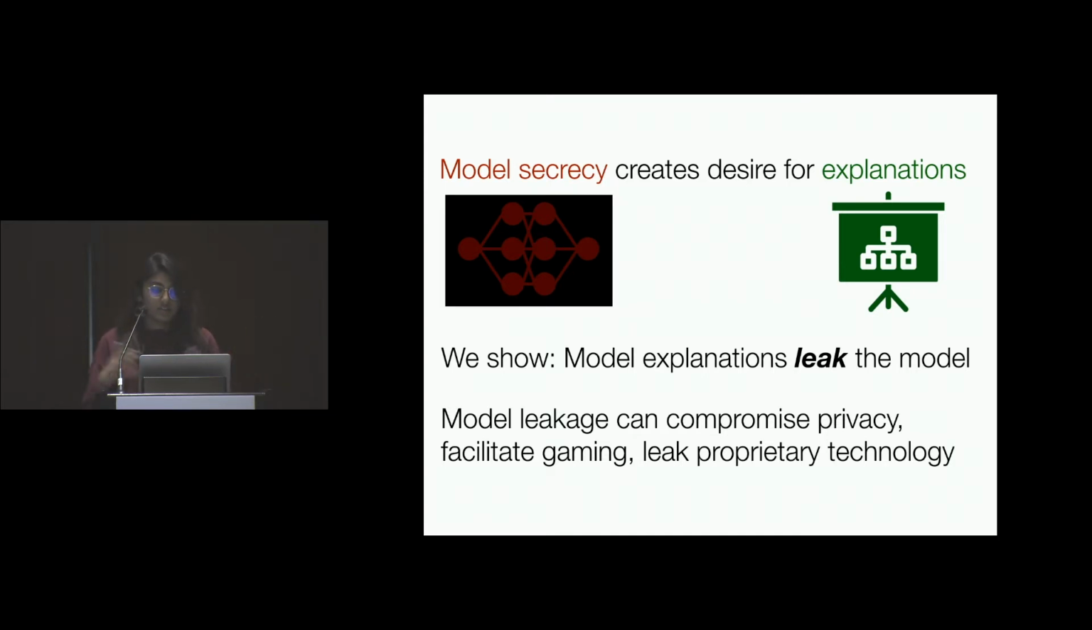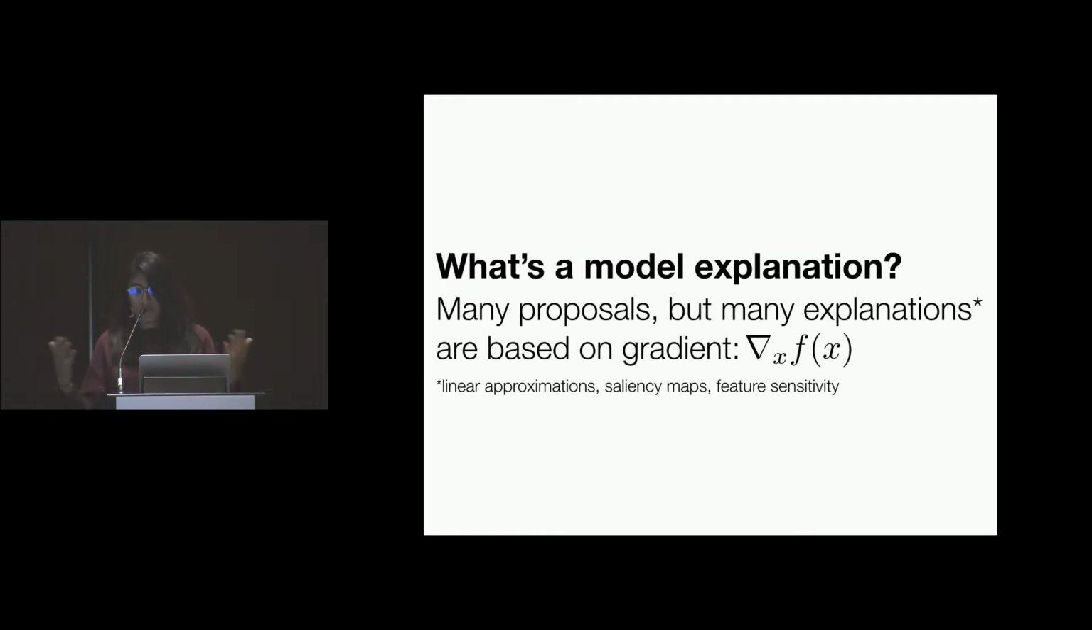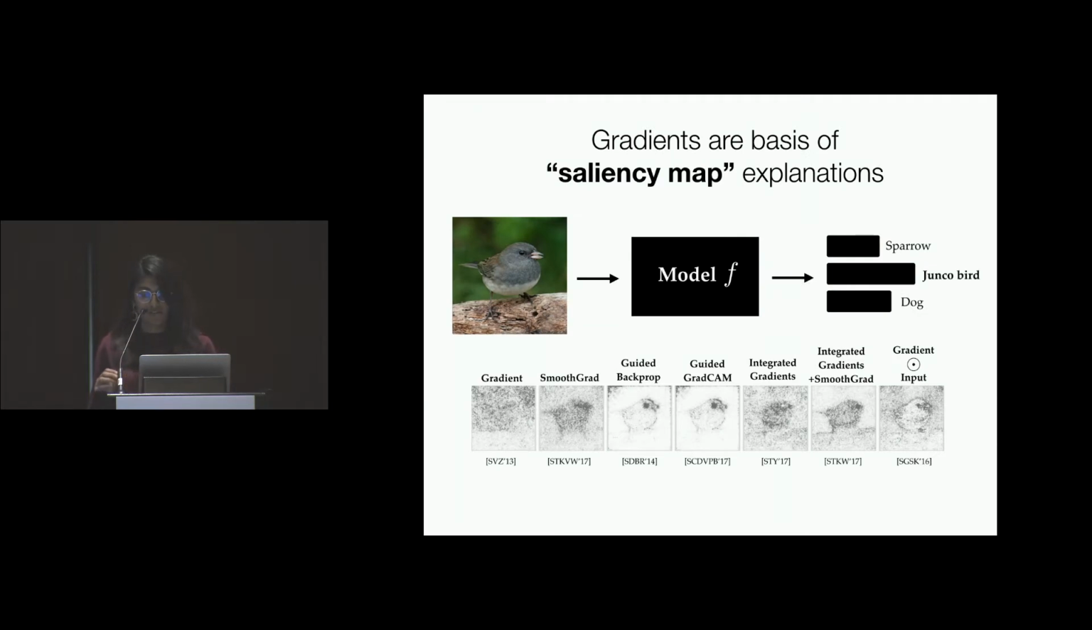So having said that, as an overview of what we've worked on, let's delve a little bit deeper into what we actually did. So what is a model explanation? Of course, there are many proposals out there for what an explanation could be. But many of the most popular sorts of explanations that have been considered in the machine learning community are based on the gradient of the model f with respect to the input x. This comes up when you're looking for feature sensitivity, when you're trying to do linear approximations, and it also comes up in a popular class of methods in computer vision known as saliency maps.